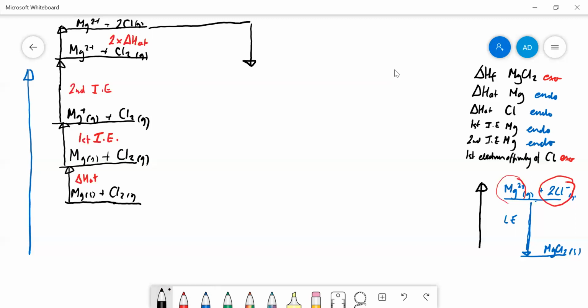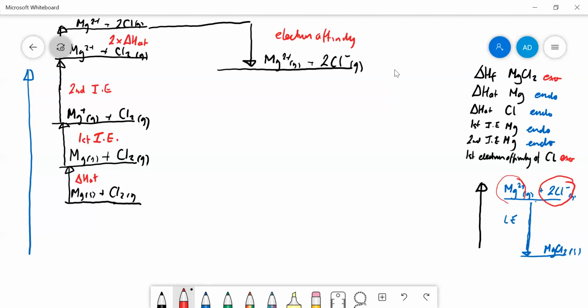Right, so here we've got our Mg2+, nothing happened to that in the last stage. And we need 2Cl- gas. Now, is this the electron affinity? We have to be careful, it's not, because we've got two chlorine atoms, it's two times the electron affinity.